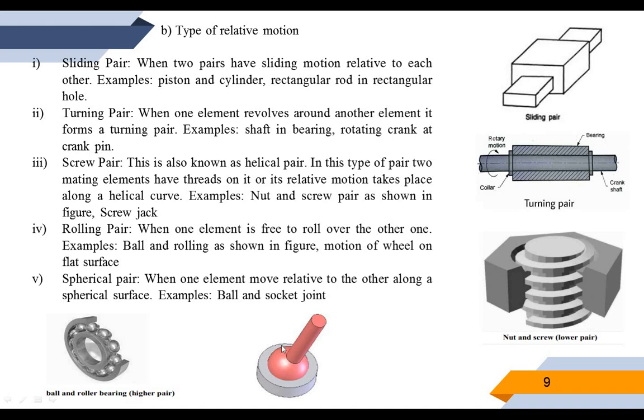Next is the spherical pair. I have shown in the figure, this is the last figure, that is the spherical pair figure, where ball socket joints are there. When one element moves relative to the other along a spherical surface, so in this figure you can see there is a spherical surface contact, so this is the spherical pair. So depending on the relative motion, these are the types of pair, that is sliding pair, turning pair, screw pair, rolling pair and spherical pair.